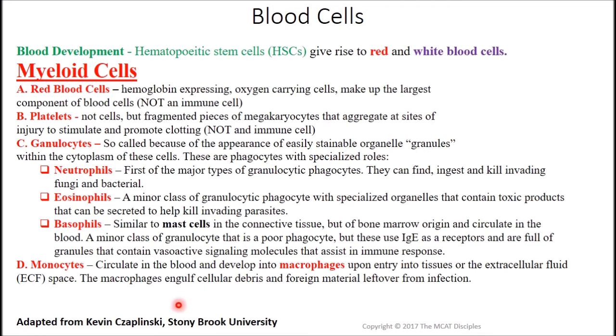Part of the myeloid cells that come from the myeloid progenitor cell are the monocytes. They circulate in blood and develop into macrophages upon entry into tissue or the extracellular fluid space, the ECF space. The macrophages engulf cellular debris and foreign material left over from infection. That's what they do. Once they get into tissue, they differentiate into macrophages.